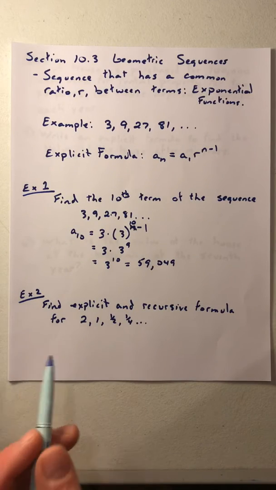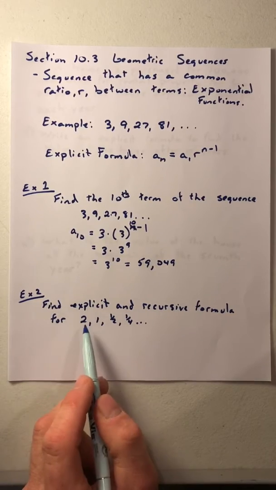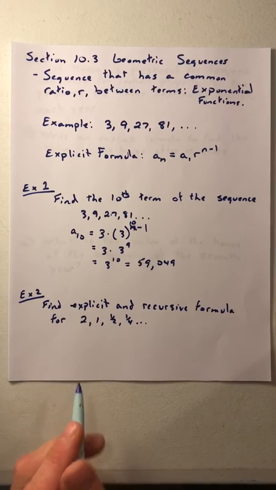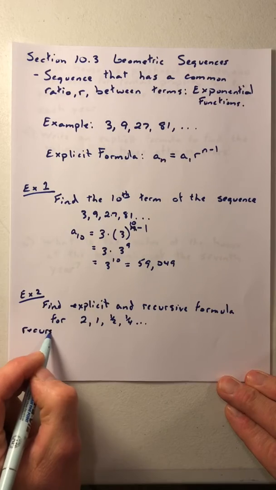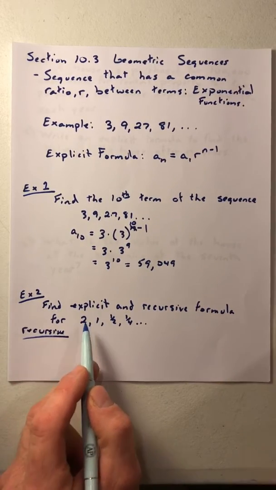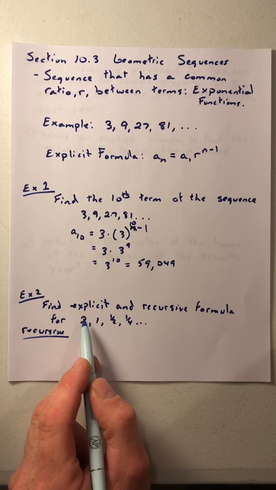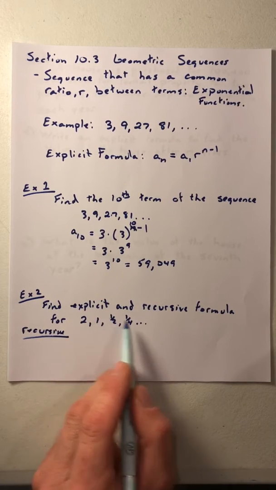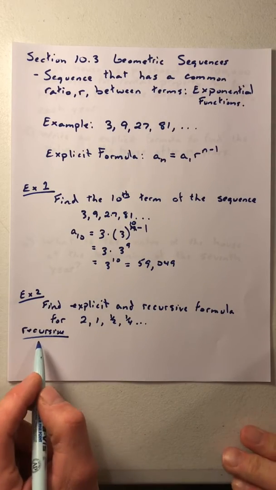In example 2, we're looking for the explicit and the recursive formula for the sequence of 2, 1, 1/2, 1/4, and so on and so forth. So recursively, what's happening? Well, recursively, I can find that common ratio. I can take my second term divided by my first term. So 1 divided by 2 gives me 1/2. Checking that with the second to the third, 1/2 divided by 1 is 1/2. 1/4 divided by 1/2 is 1/2.